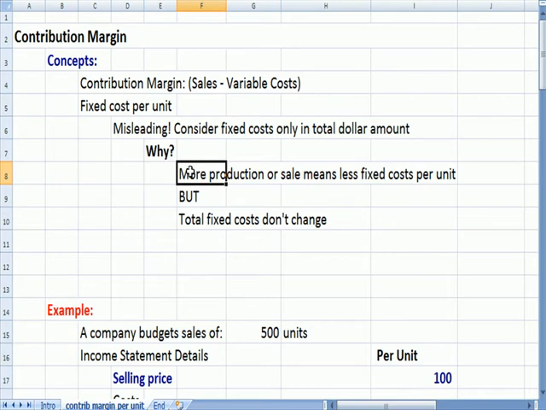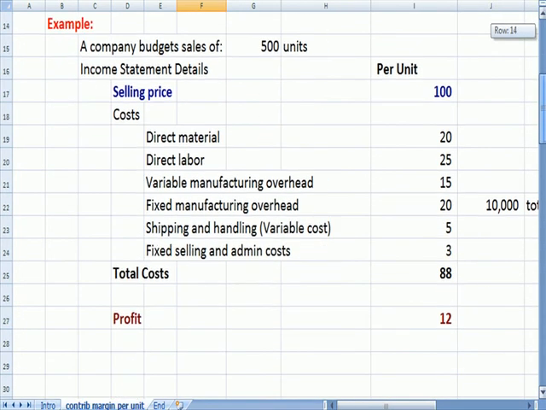If you have more production or sales, you're spreading the same fixed cost over more units, so your fixed cost per unit goes down. But what that gets you away from, and it takes the eye off the ball, I think, is that total fixed cost doesn't change regardless of how many units you produce. That is, you still have to cover that fixed cost. So I always like to mention that when fixed cost per unit comes up.